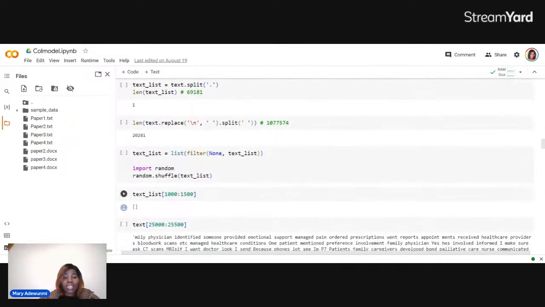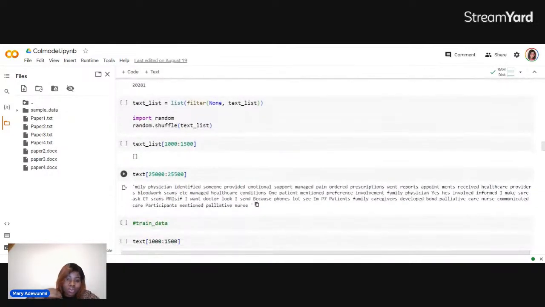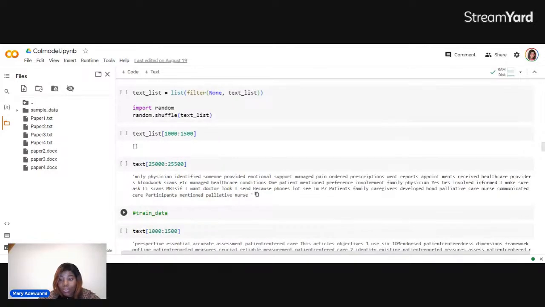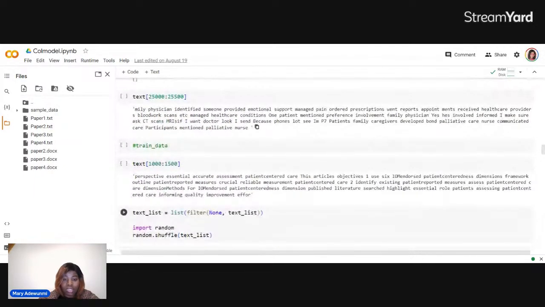Okay, so you can see my text list. I selected the 1000 to 1005 texts, and you can see there was no new line there. It has been removed and cleaned up. So that's the processing stage.